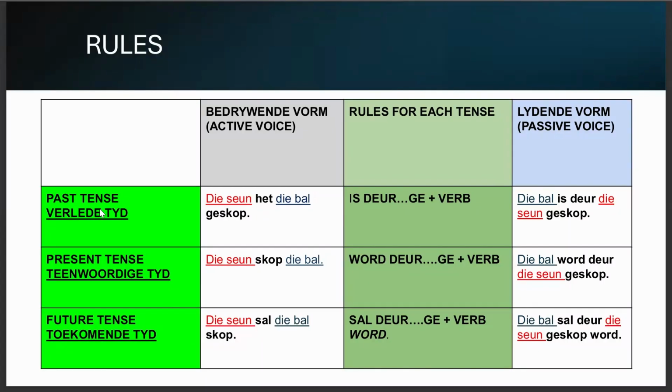So let's go through these rules again. Past tense, verlede tyd. We use the is deur, ge plus verb rule. Present tense, teenwoordige tyd. We use the word deur, ge plus verb rule. Future tense, toekomende tyd. We use the sal deur, ge plus verb and word rule. Once you learn these rules, you have conquered the battle. Okay, and you must learn which rule applies to what, because there's no use knowing these three if you don't know which tense it applies to. So is deur is for past, word deur is for present, sal deur is for future. Learn those rules, learn your voornaamwoorde rules, and you will be okay.